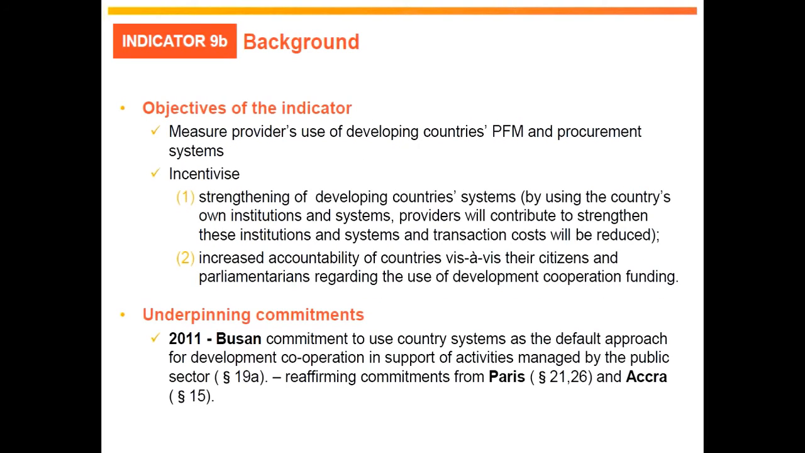You'll see then that the objective of the indicator is to measure the extent of use of these systems by providers of development cooperation. The incentive of reporting data on this indicator at the country level and at the global level is to generate support for strengthening country systems when they are not being used, and also to increase accountability of the different countries toward citizens and parliaments regarding the use of development cooperation funding. And the commitment agreed in Busan is to use country systems as a default approach for development cooperation in support of activities managed by the public sector. There was an effort to reaffirm commitments that were agreed before in Paris and in Accra.